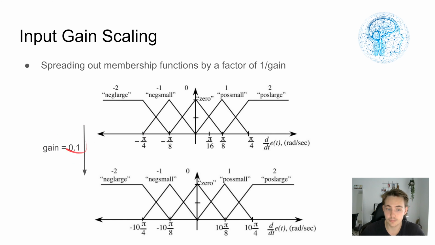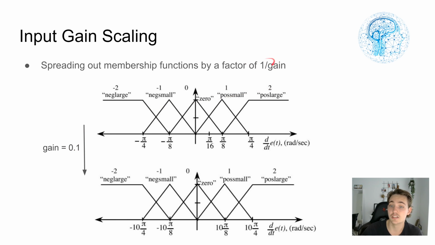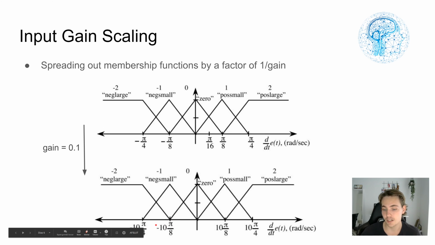where we just multiply all the values down here on our universe of discourse axis. So we can see here when we apply a gain of 0.1, it's 1 divided by 0.1, so it is equal to multiplying by 10 on all the values here on our universe of discourse. So now instead of pi divided by 8, we will now have 10 pi divided by 8.